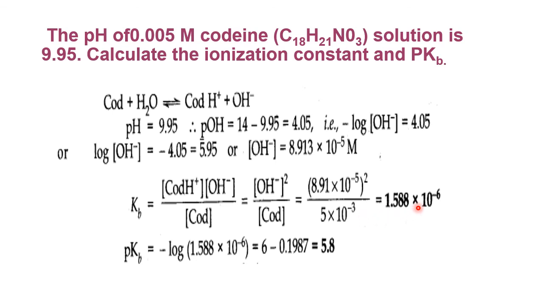This is Kb. When Kb equal to this much, what is pKb? pKb equal to minus log Kb, with Kb equal to 1.588 into 10 to the power minus 6. So 6 log 10 minus log 1.588. 6 log 10 is 6 only, minus the log 1.588, which is 0.2008. You have to see the table, and after simplification you will get 5.8. So the pKb value for this codeine solution equal to 5.8.